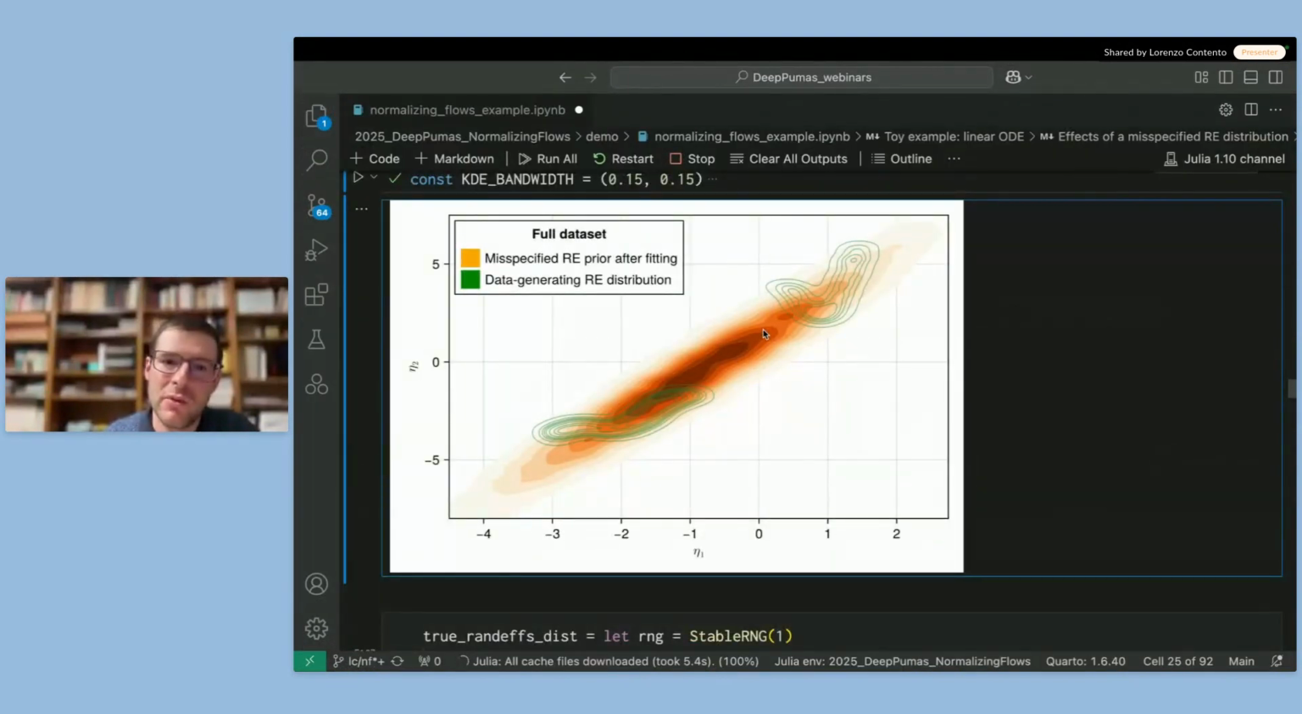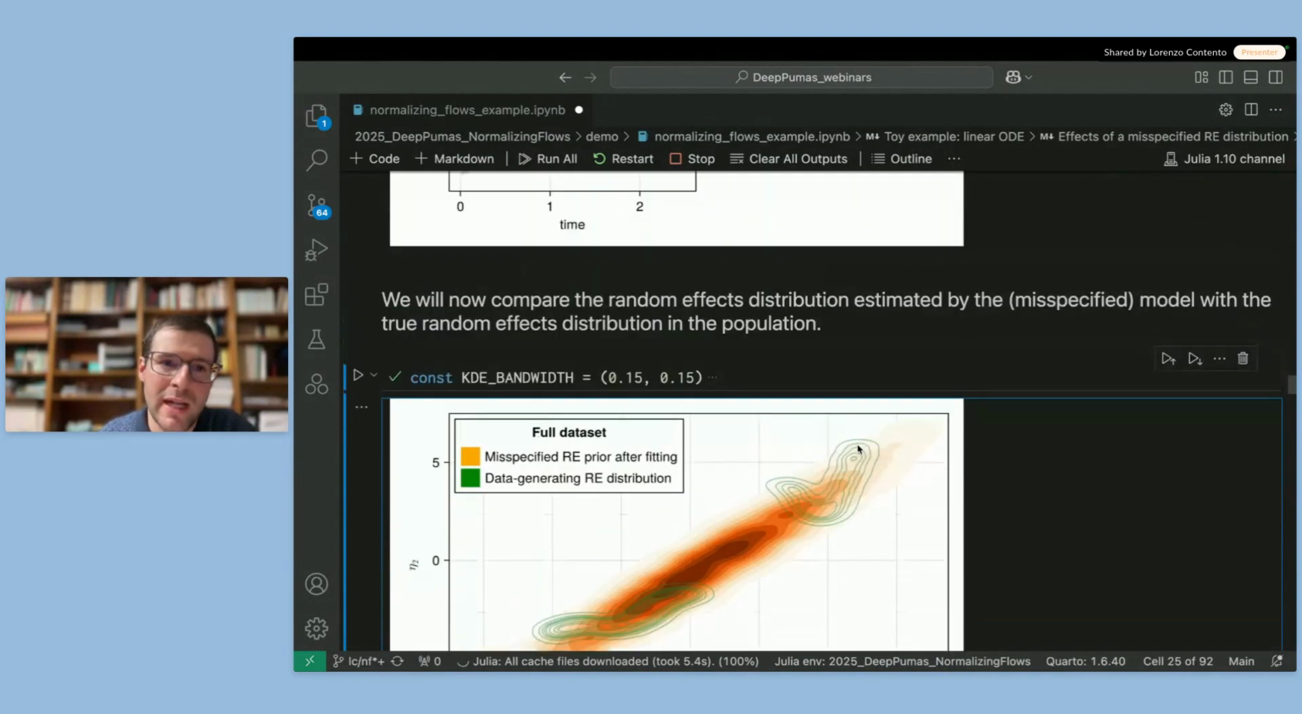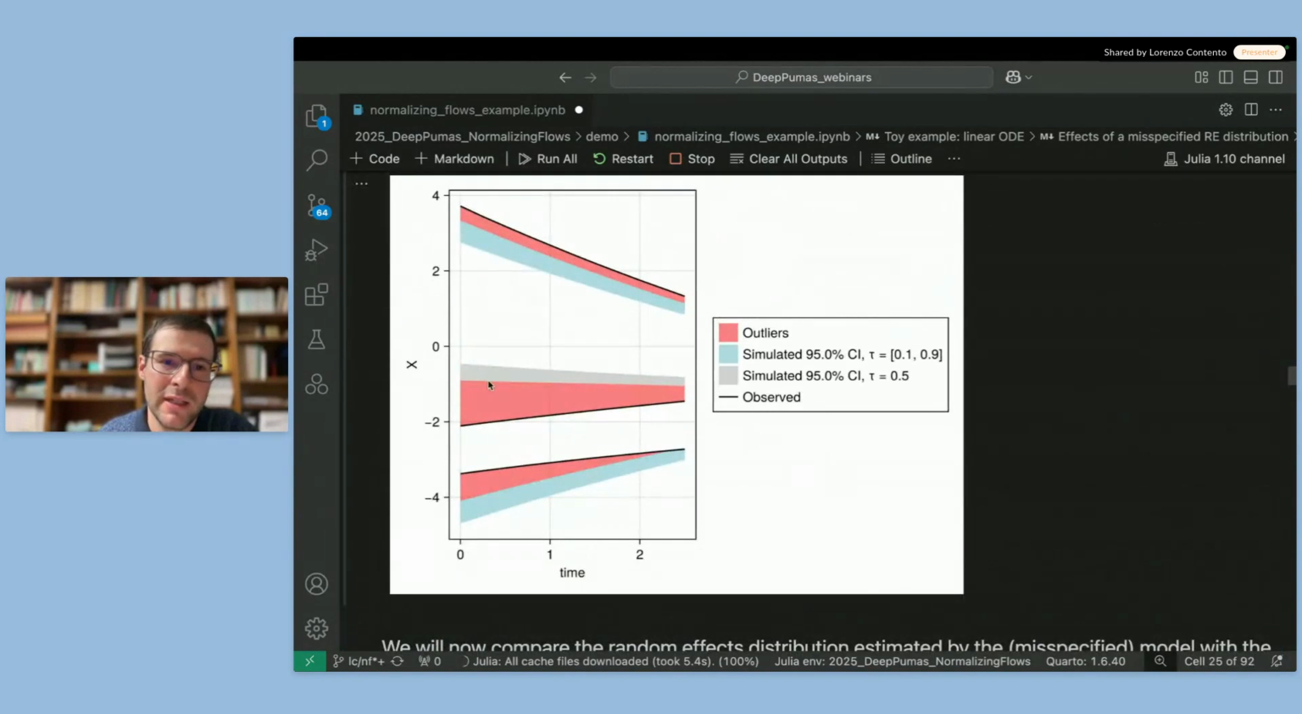And so, misspecified distribution in red and true ground truth distribution in green. And we can see that the misspecified distribution after fitting tried to cover the true data generating distribution, but by doing that also covered lots of random effects that are not present in the data. And also, since there are nonlinear correlations here, it also introduced some bias, which by combining everything results in this bad VPC over here.